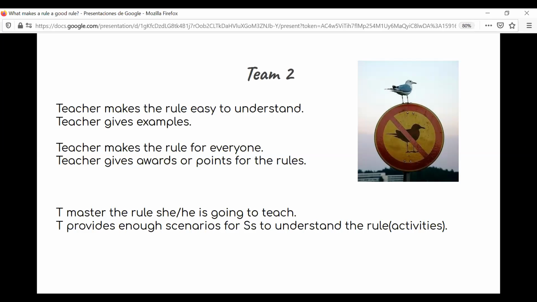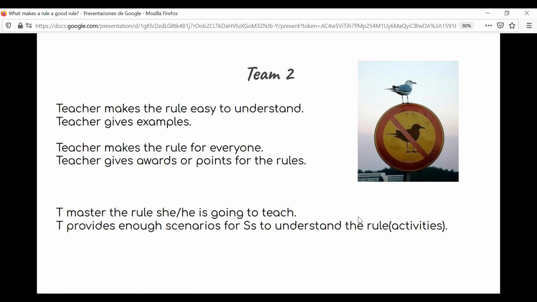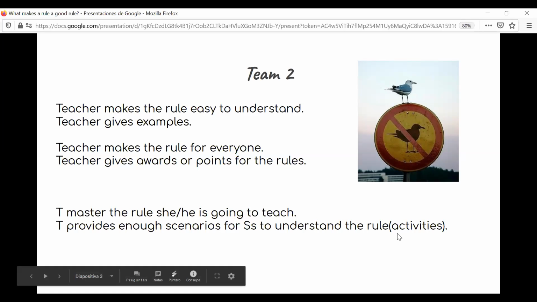I wrote that the teacher makes the rule easy to understand, and the teacher gives a lot of good examples to use that rule. Can you hear me? I don't know if my internet connection is working. Very good, Karime. So the rule has to be understandable, and the teacher also gives examples. Very good.